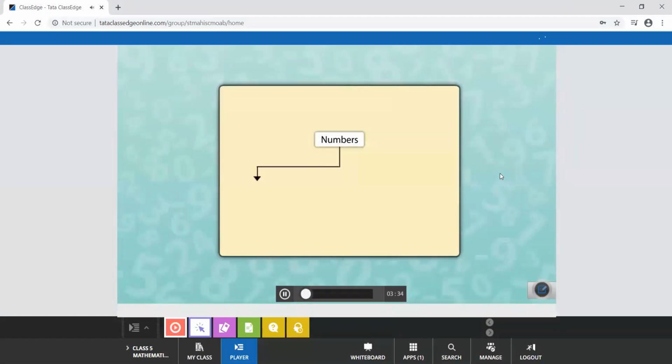We generally use positive numbers for counting. But there are times when we need to use negative numbers too. Let's see a few examples where we use negative numbers.